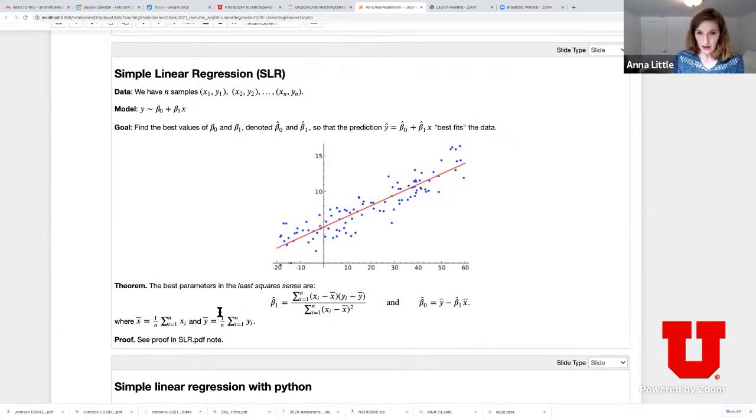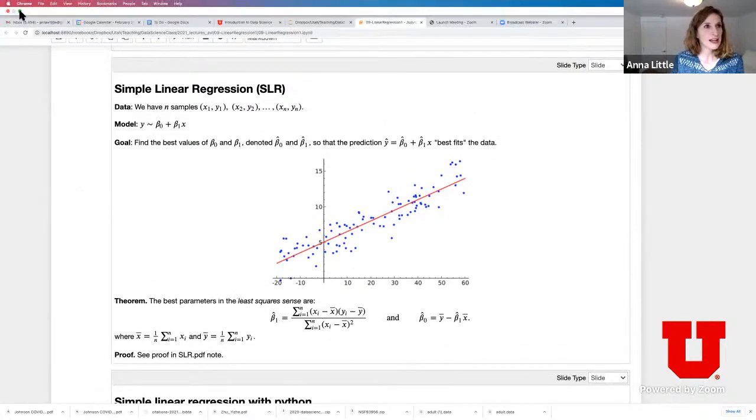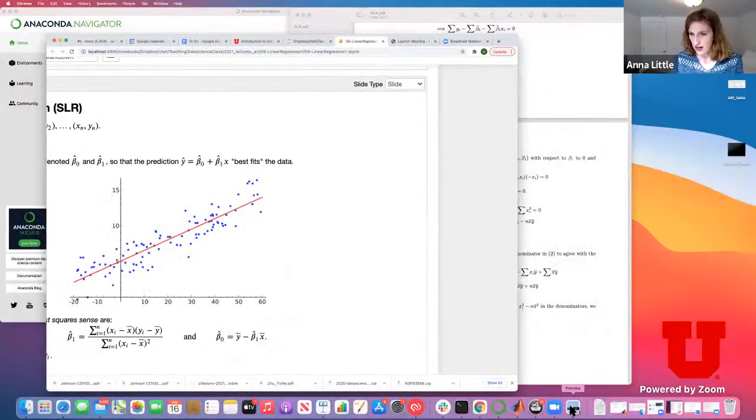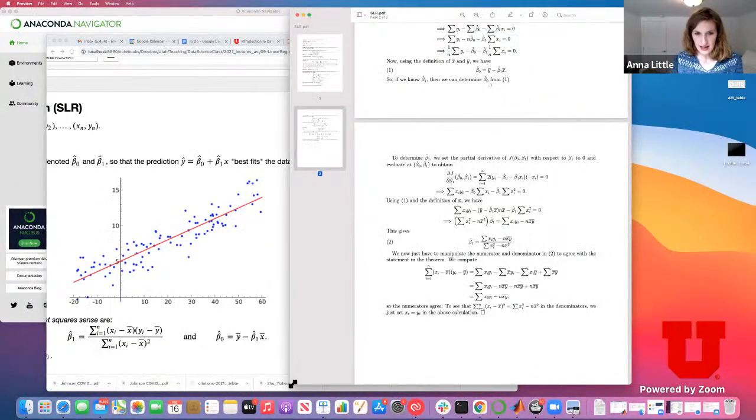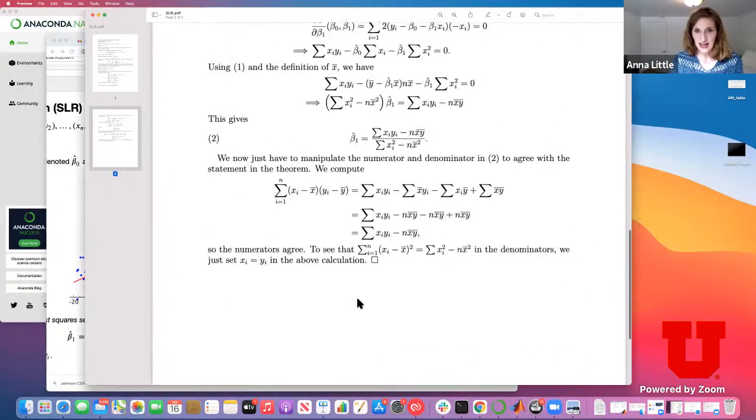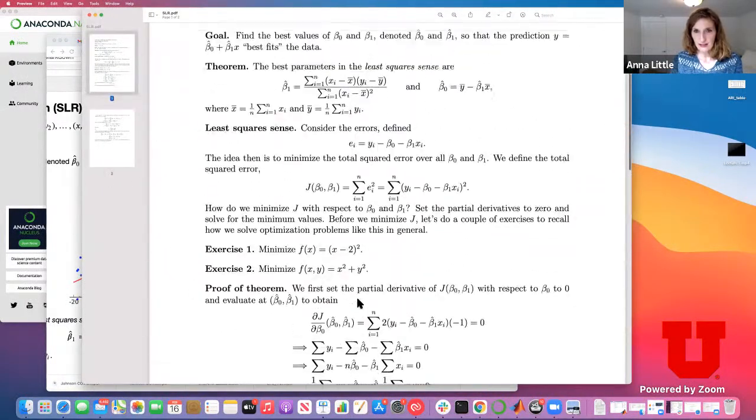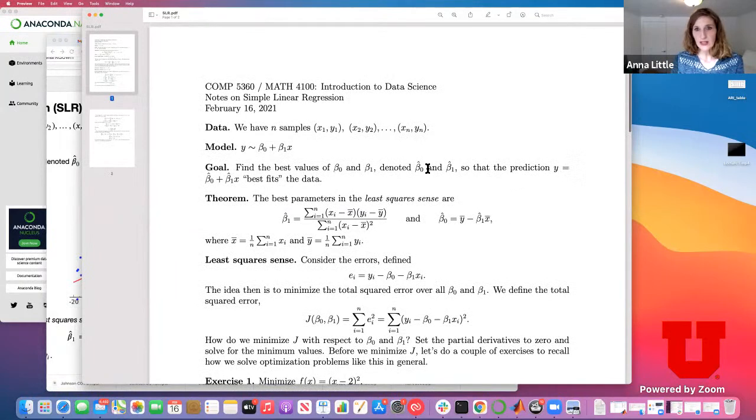And there's a proof of these formulas. If you look in the notes, I'm not going to go into a lot of detail, but I'll leave it for you to read. So here's a little proof deriving why those formulas are the optimal ones.